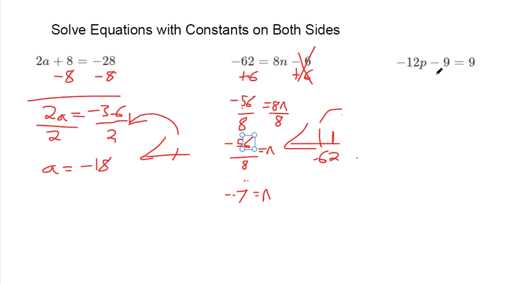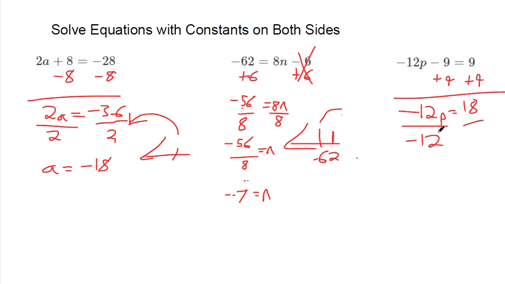So over here to get p by itself, my first step is to add 9 to both sides. So we get negative 12p equals 9 plus 9 makes 18. And then to finish getting p by itself, I need to get rid of that negative 12. Since it was multiplying to p, I've got to divide both sides by negative 12.